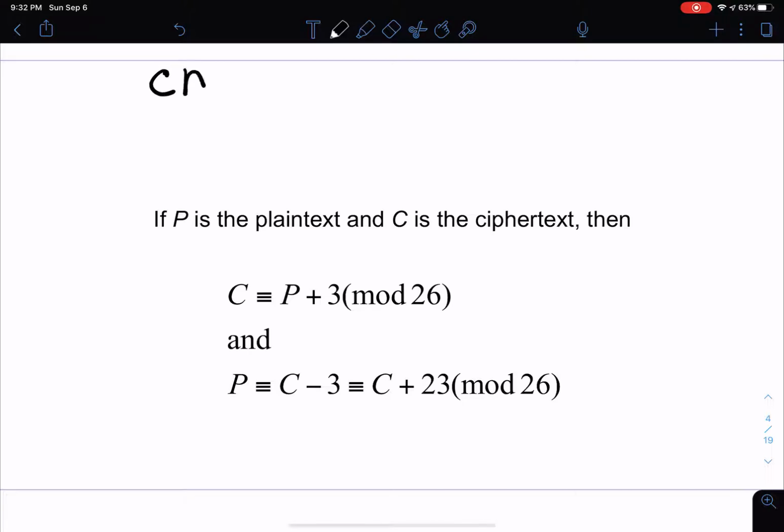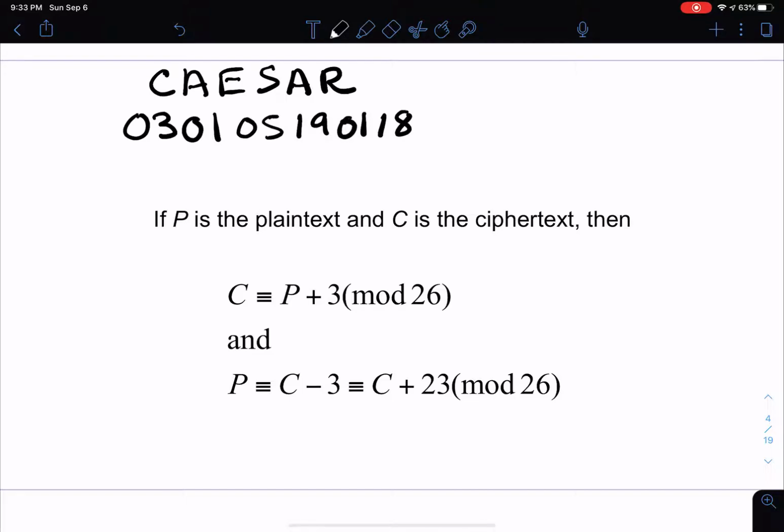Like for the word Caesar. All right, so we know Caesar would be 3, 1, 5, 19, 1, and 18. So if you wanted to take that plain text, P, these numbers would go in for P. Let's say you wanted to take that first number, 3, and figure out what ciphertext number would go with it. He could say C is congruent to 3 plus 3 mod 26. So C is congruent to 6 mod 26.